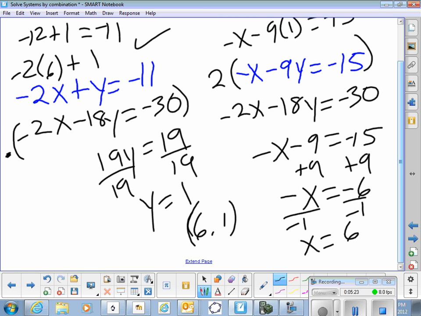We would want to check it in the other equation also. So that would be, let's change colors here, negative 6 minus 9 times 1. Is that equal to negative 15? So that would be negative 6 and negative 9. That is negative 15. So it works in both equations. That must be the correct answer. Solving system of equations by combination.